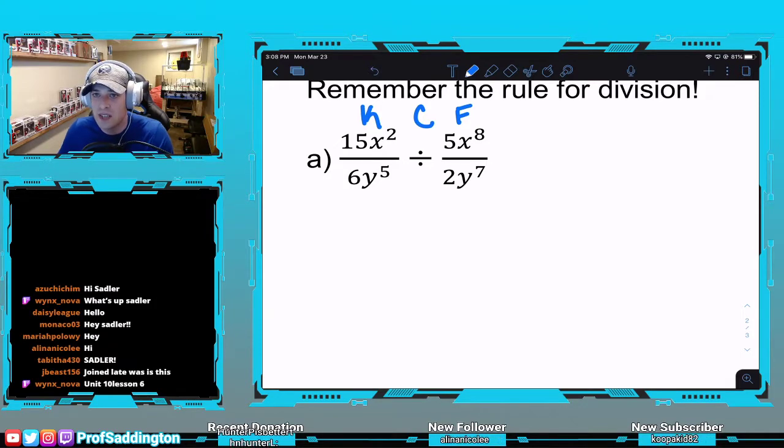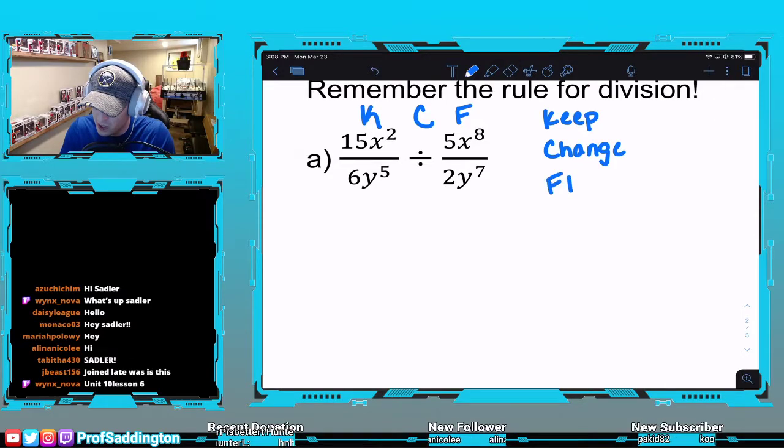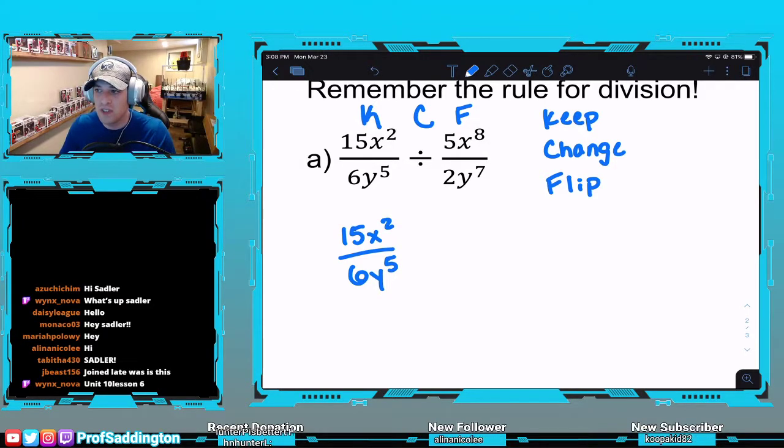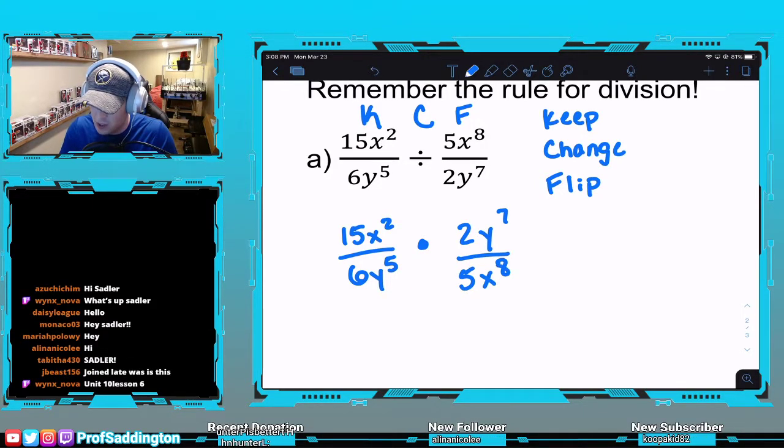This is KCF, which stands for keep, change, flip. So I don't know if you guys remember the rules for it, but keep, change, flip means that that first fraction stays exactly the same. And then you change the division sign to multiplication, and then you flip the second fraction over. After you do that, you are simplifying this down just like normal multiplication.